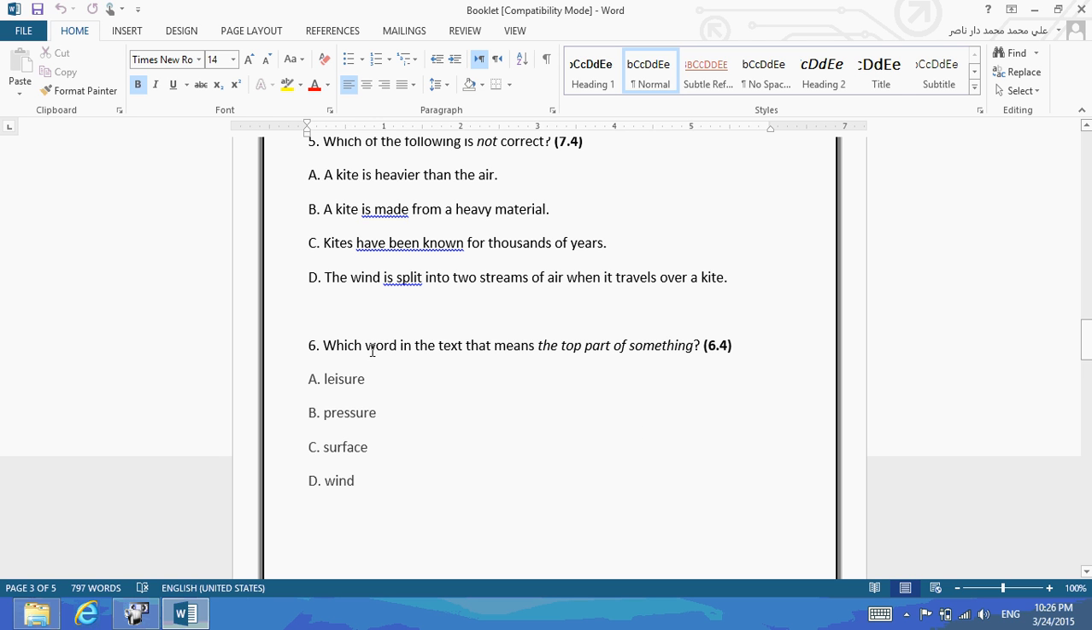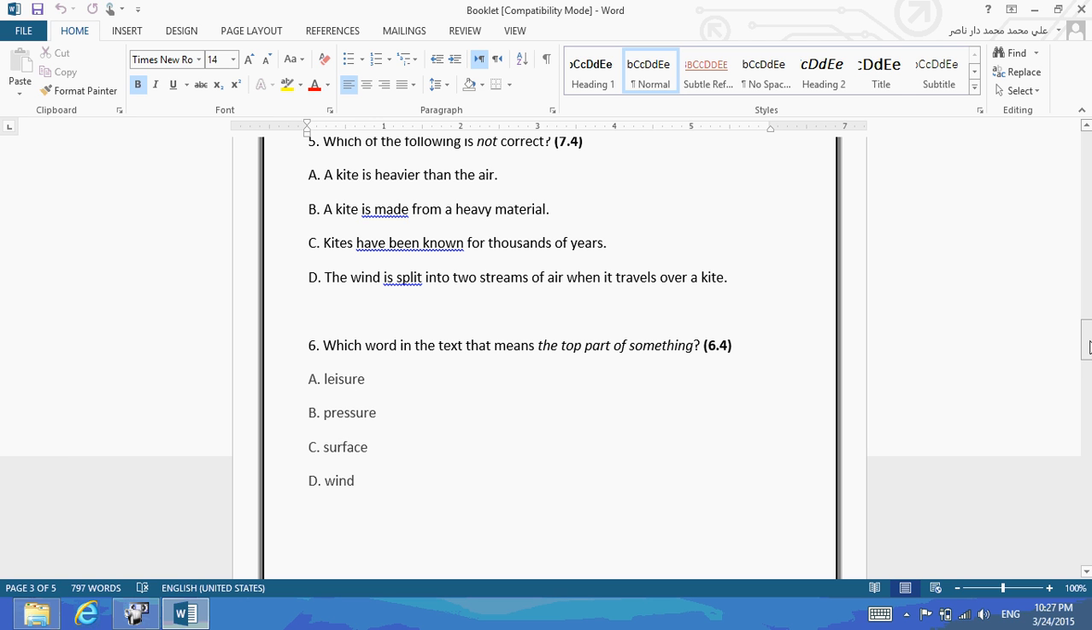Number 6. Which word in the text means the top part of something? This question tackles standard 6.4, which, once again I remind you, is concerned with finding words in the text that have the same meaning as provided phrases or words.